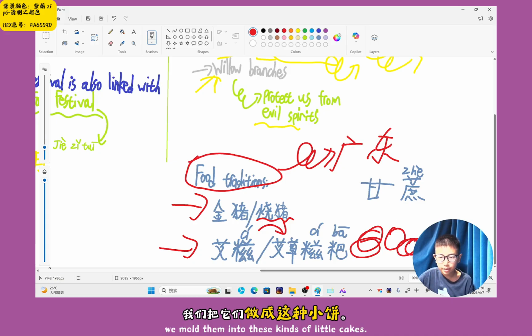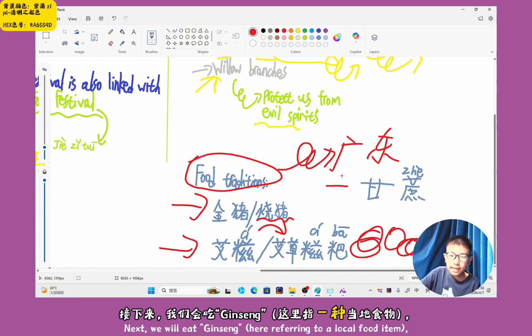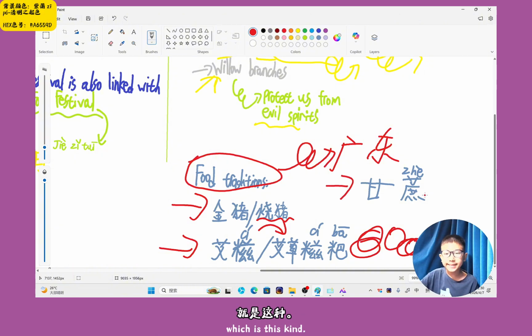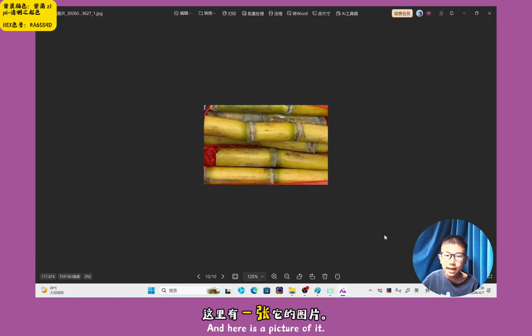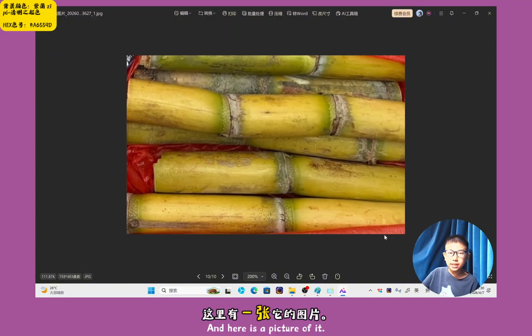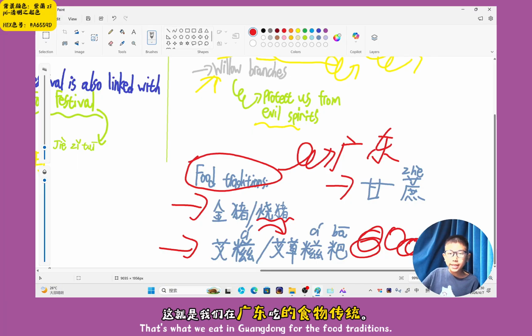Of them as well here. So the next one we'll eat is 甘蔗, which is these kinds here. So 甘蔗 is this one, and here is the picture of 甘蔗. So that is what we will eat in Guangdong for the food tradition as well.